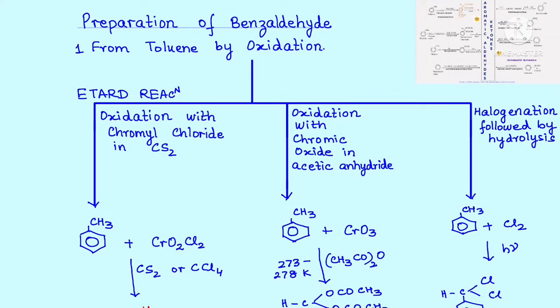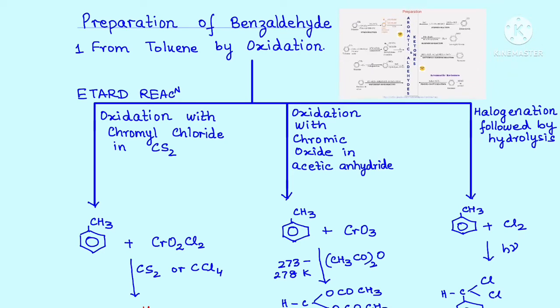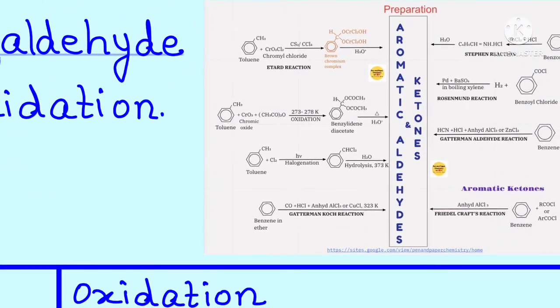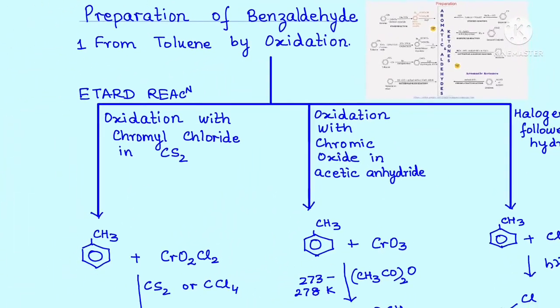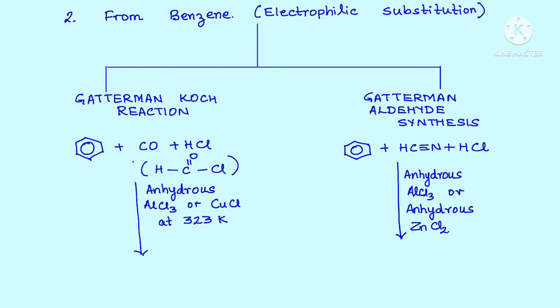Do you also notice that I have kept the flowchart on the side of this slide for quick reference? That's the reason I told you to keep the flowchart ready for the next video as well. Now, preparation of aromatic aldehydes from benzene simply involves electrophilic substitution reactions, and you look at the similarity of the names: Gattermann-Koch reaction and Gattermann aldehyde synthesis.